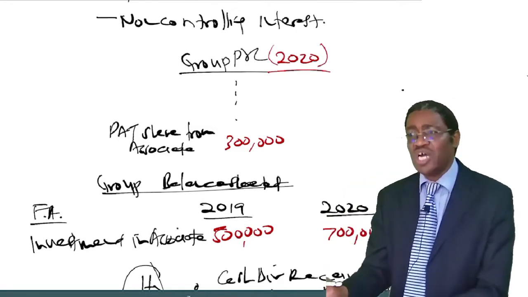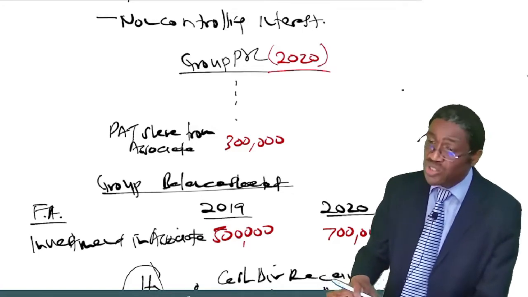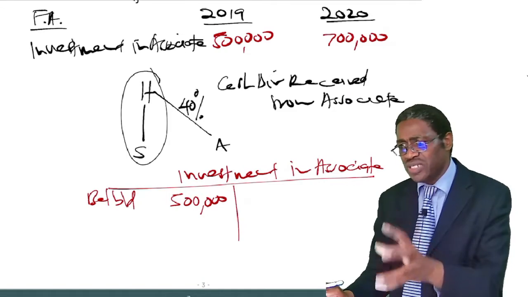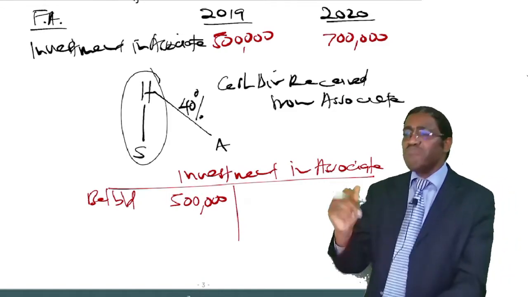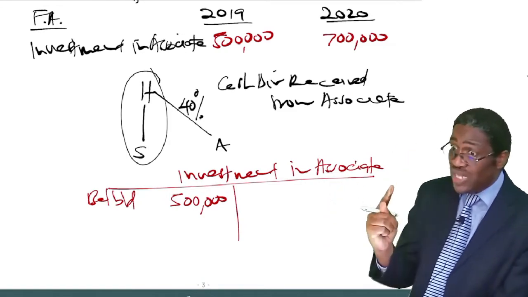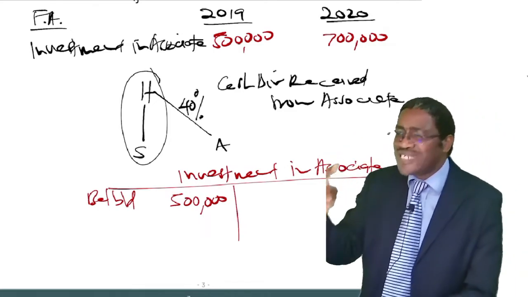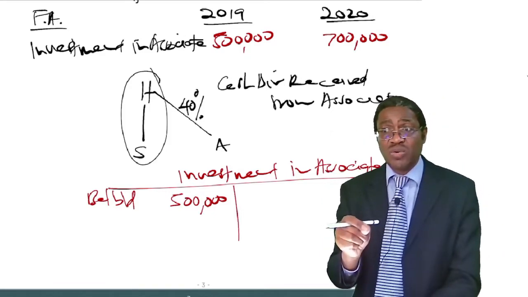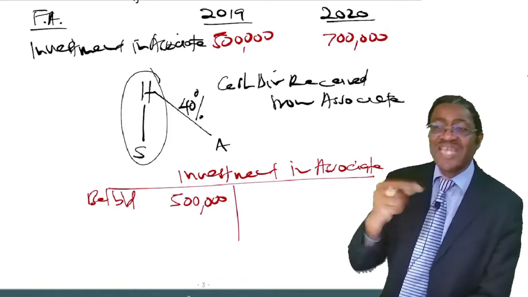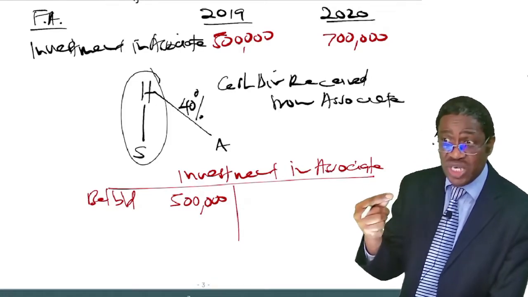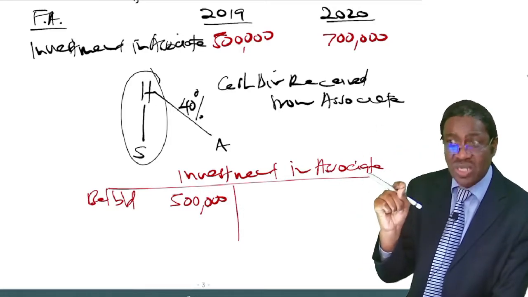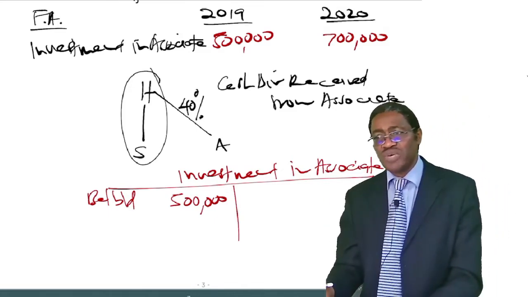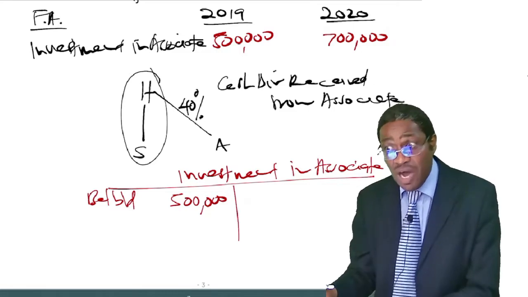To my profit share from this associate amounting to 300. That automatically means that the profit share I'm entitled to this year makes my entitlement in this associate grow. My entitlement at the beginning was 500. Then this year I made another profit share of 300 from my associate. That makes my entitlement grow by 300.